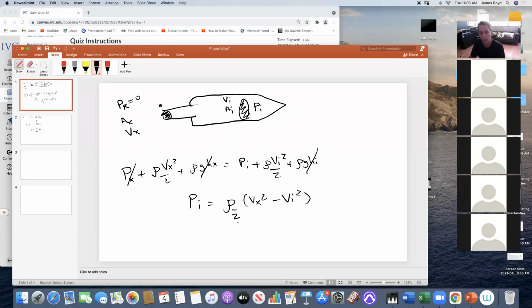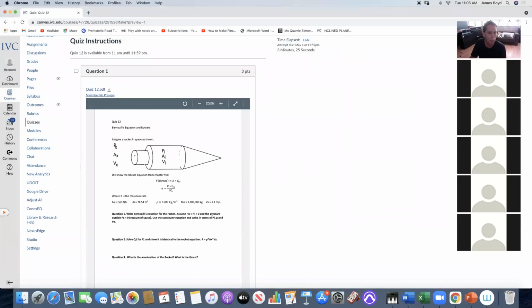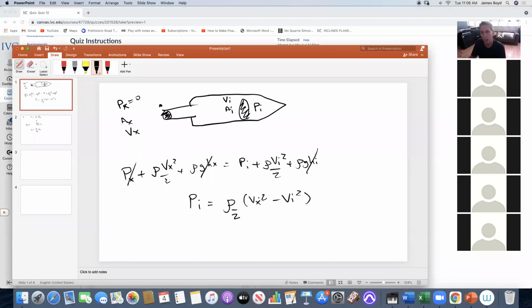I want you to give this, however, in terms of P_I, rho, and V_x. So how do we get V_I to become V_x? Well, we have the continuity equation. And that says the area times the velocity is a constant. It's something they call R, but it's the volume flow rate. And it's a constant, so A_I V_I is also equal to the same thing. That's the continuity equation. Any 2 points, A_1 V_1 is equal to A_2 V_2.